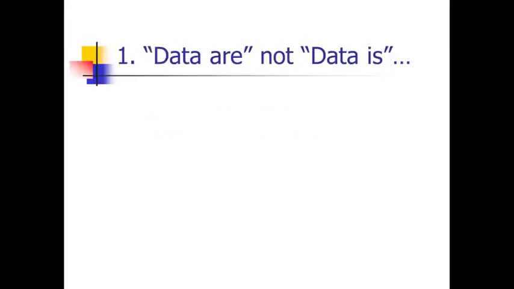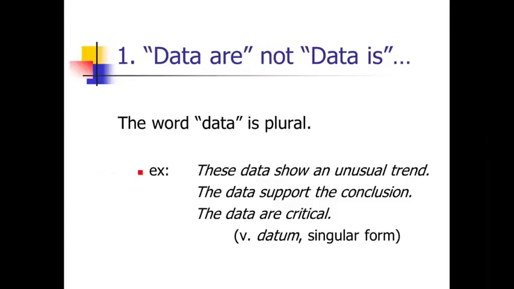You may not realize, but the word data is actually plural. So you don't say the data is or the data shows. You actually say the data are or the data show. And most people get this wrong in speaking and in writing, and so it's just something you have to teach yourself. I've edited this so much, I now have trouble saying these data shows or the data is, because now in my head this is a plural word.